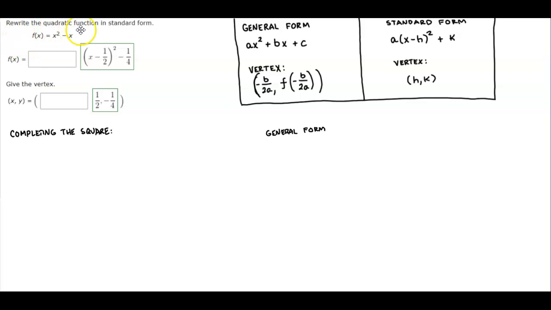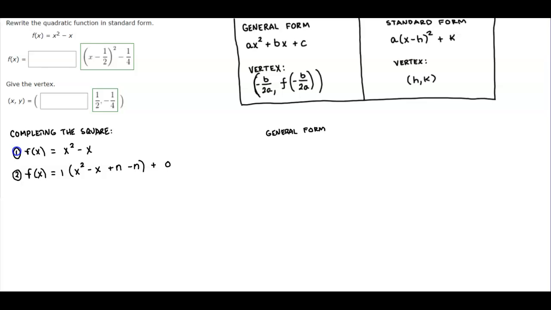Okay, here we want to rewrite the quadratic function in standard form and then find the vertex. So if we wanted to complete the square, we first take a look at the function f of x, which is equal to x squared minus x. Now, what we want to do is we can factor out a 1, and then what we have is x squared minus x, and that's going to be plus n, and then minus n, and then that's plus 0.